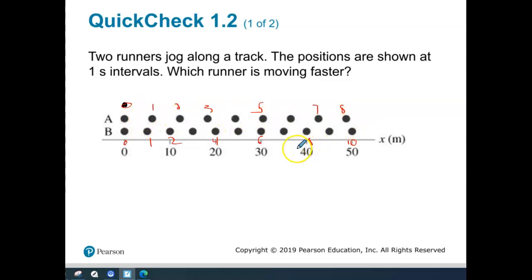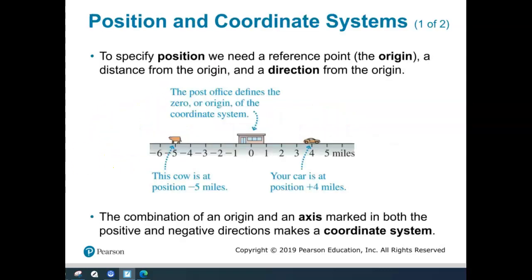Yep. So if we take a look at this, the one that I think they're closest together, or they're at almost the same spot, is here. And it takes 5 seconds for A to get there, and it takes 6 seconds for B to get there. So I would say that A is going faster. That is the correct one here, and it is.